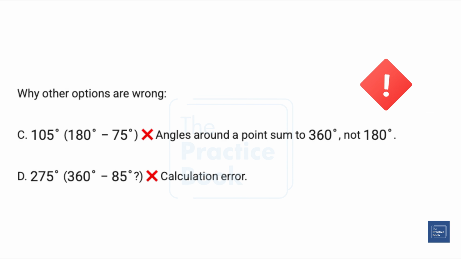A quick word on the other wrong answers. Option C, 105 degrees, comes from mistakenly subtracting 75 from 180. Remember, angles around a point add to 360, not 180. Option D is just a simple subtraction error. Always double-check your calculations.